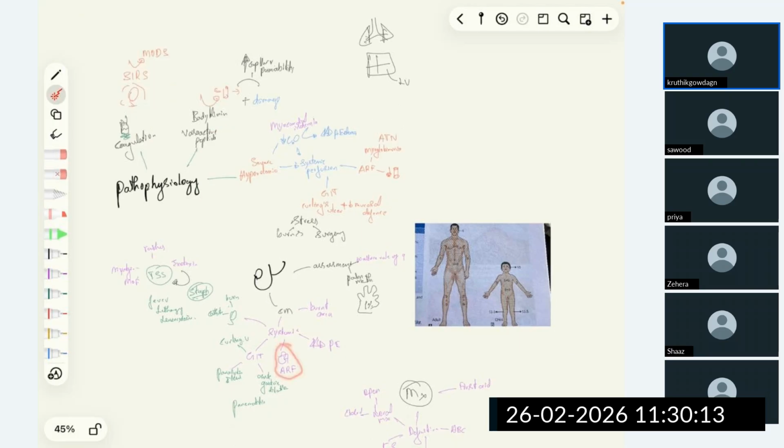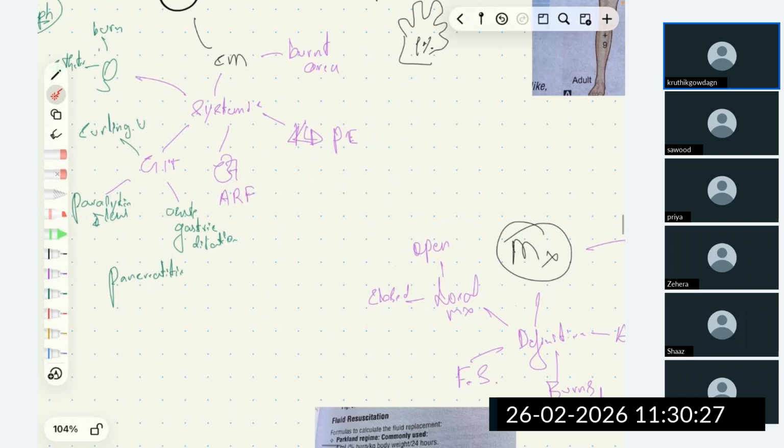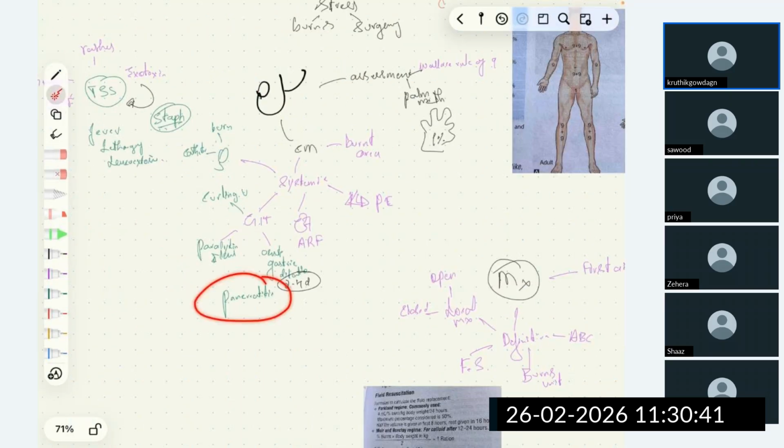GIT manifestations: curling ulcer, which may lead on to acute abdominal burning sensation in the abdomen, paralytic ileus, acute gastric dilation. Yes, please remember this point. We can see acute gastric dilation due to filling up of gases inside the stomach 2 to 4 days after burn. And also rarely pancreatitis is associated with burn.